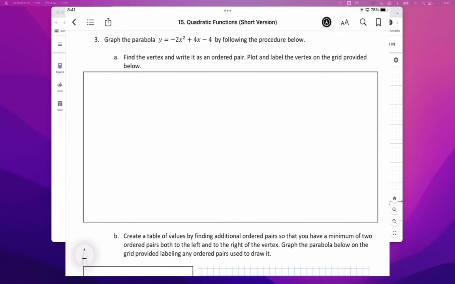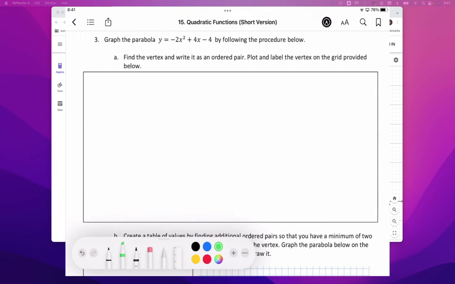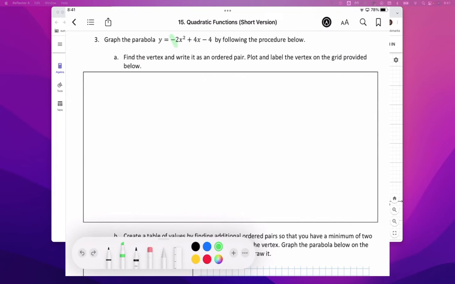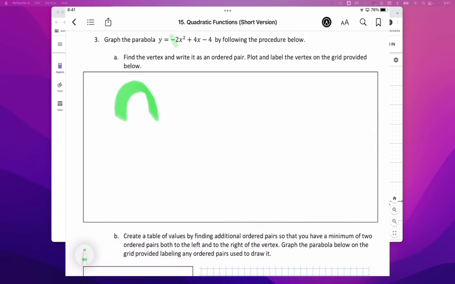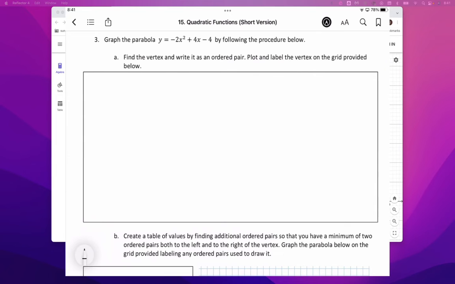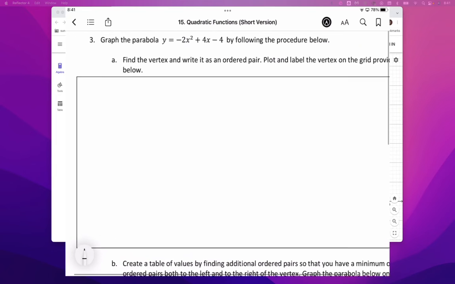So here with number 3, one of the things to notice right out of the gate is that our leading term, our A term right there, is negative. Since it's negative, we know that this parabola is going to open down like that. It's going to look like a sad face.